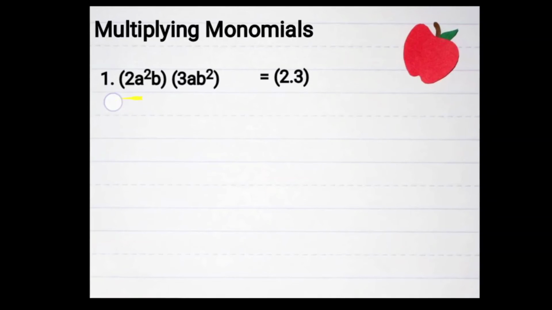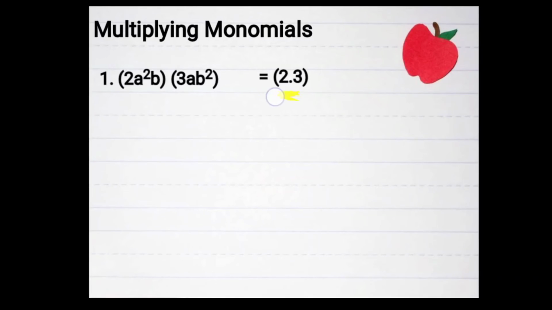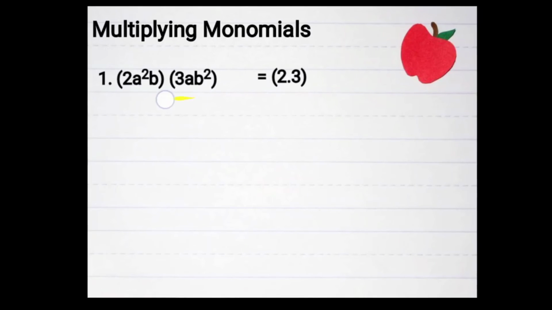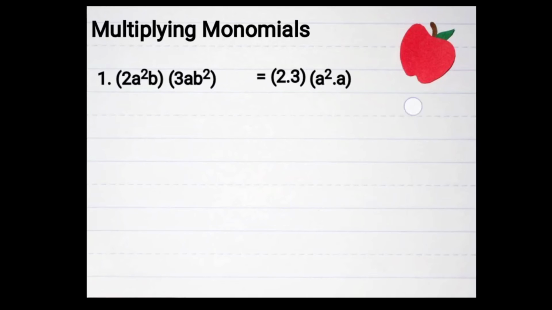The numerical coefficient here is 2, then here is 3. That is 2 times 3. Then, let us multiply the same base, because we cannot multiply different bases. So a squared times a, then b times b squared. We have here b times b squared. Then let us simplify them.